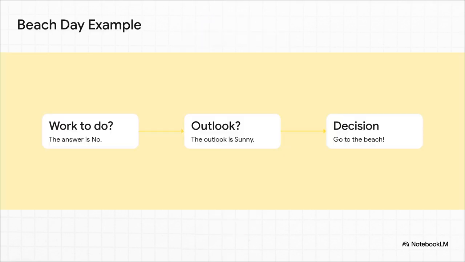Think about it like this simple flowchart for deciding whether to go to the beach. You start at the top. First question, is there work to do? The answer is no, so we follow that branch. That leads to the next question. What's the outlook? It's sunny, so we follow that branch to our final decision. Go to the beach. See? Each question is a node. The possible answers are branches, and the final outcomes at the end are called leaves. It's really just a series of simple questions that are super easy to follow.